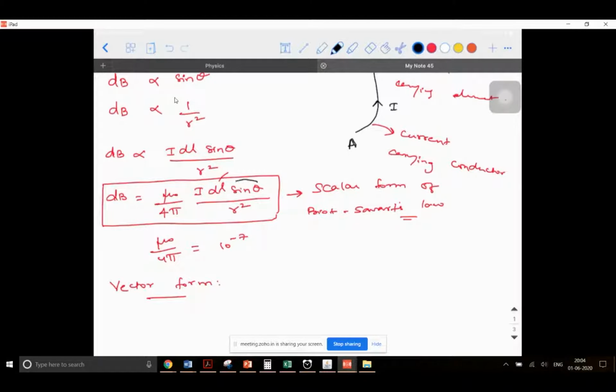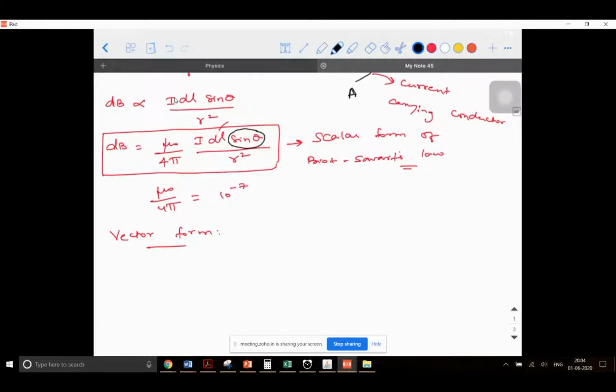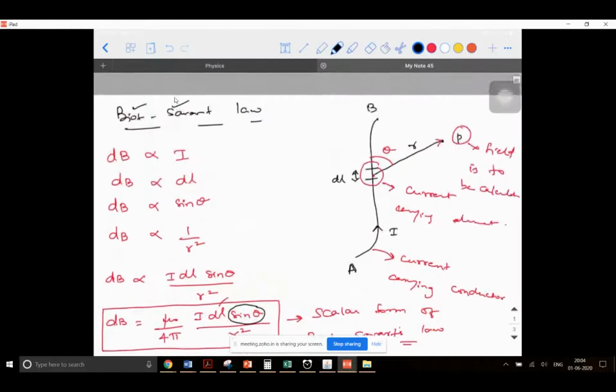So for me to do that, I need to look at the idea. I have sine theta here. So what kind of a vector product between two vectors is going to give you sine theta? Sir, cross product. So we need to do cross product. Am I right? That's good. So cross product means you need two vectors in your hand. So let us see all the parameters that we have in our hand.